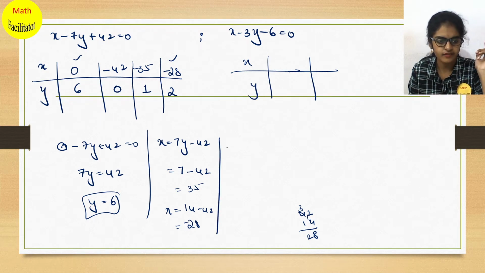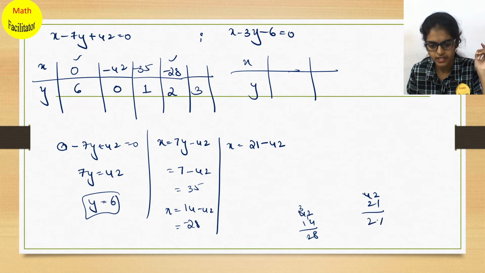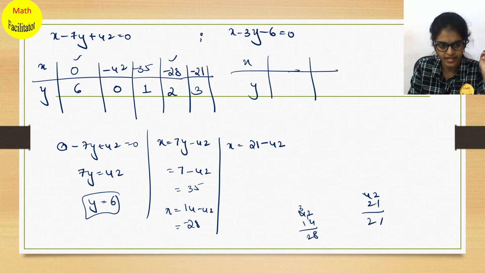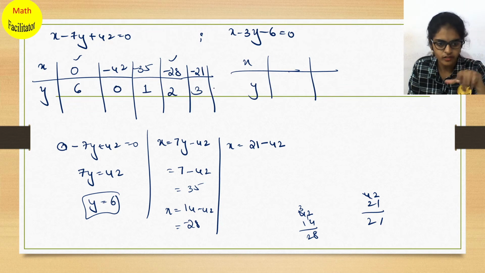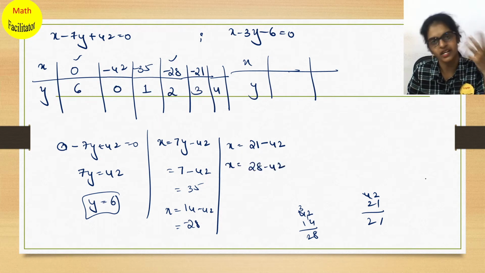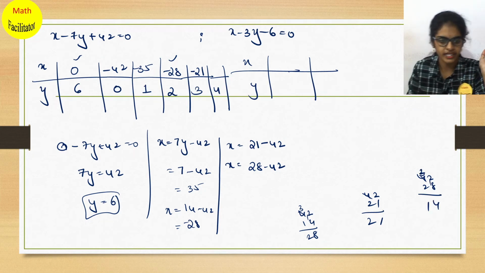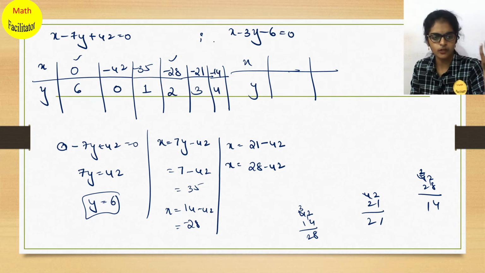If you take y as 3, what happens? x will be 7 threes are 21, minus 42. So 21 minus 42 gives you minus 21. As you take y values greater, if you take 4, your x will be 7 fours are 28, minus 42. Again a smaller value, you will get minus 14. This is how you can take your values. You can take any value.